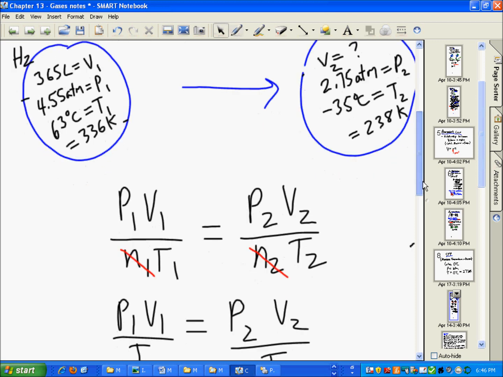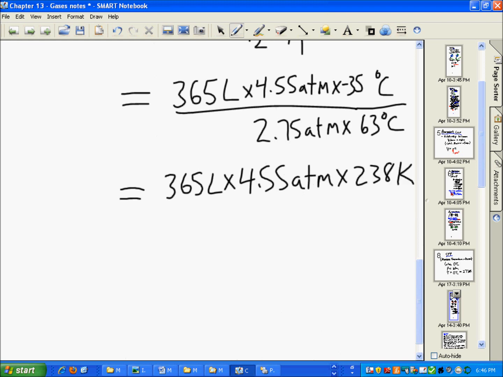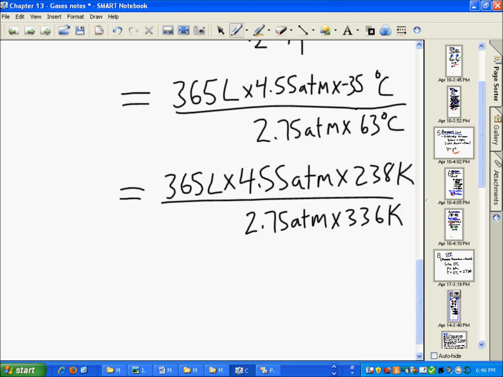So let's rewrite everything now. So it's 365 liters times 4.55 atm times 238 kelvins over 2.75 atm times 336 kelvins. Now because we've got the pressure units over top of each other, we can easily see that the atmospheres are canceling. And because the temperature units are over top of each other, we can easily see the kelvins canceling.